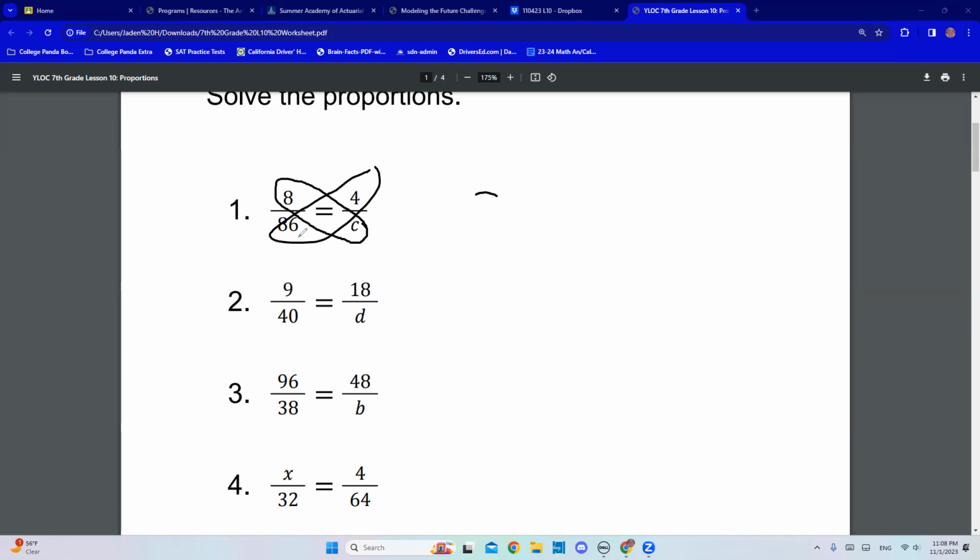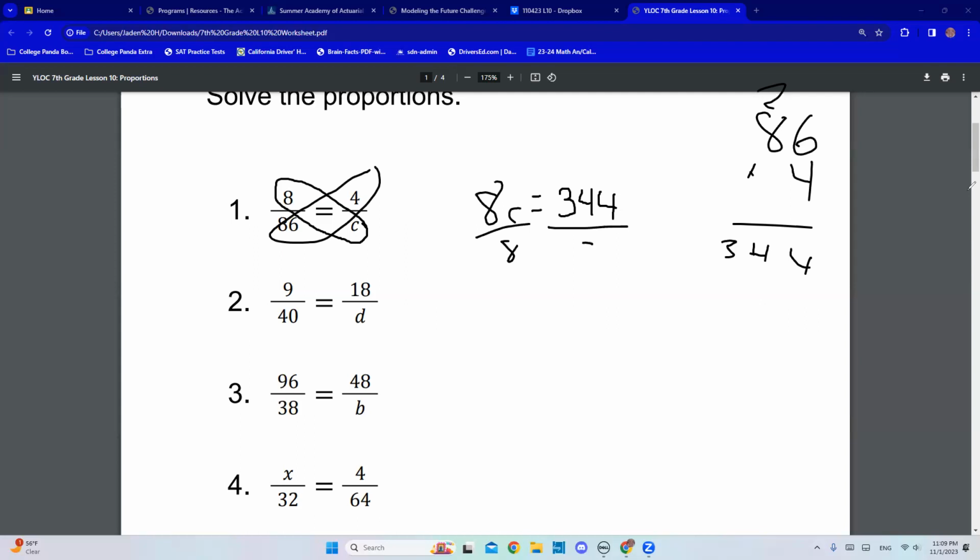So 8 times c is 8c, and then 4 times 86. Let's solve it. 6 times 4 is 24. And then 8 times 4 is 32 plus 2 is 34. So 8c equals 344. Now we can find c by dividing both sides by 8, and that will get us 43.